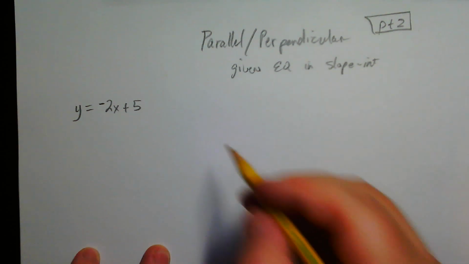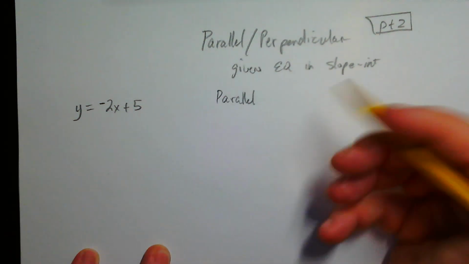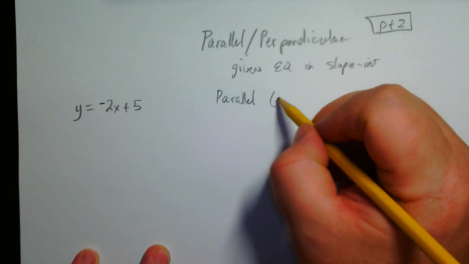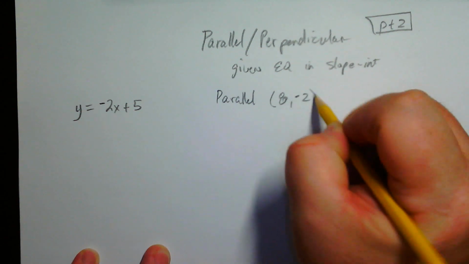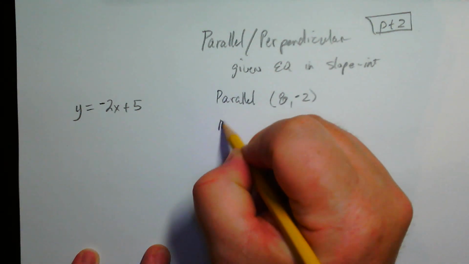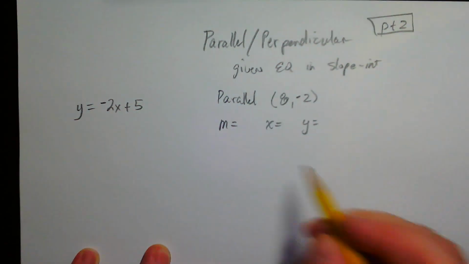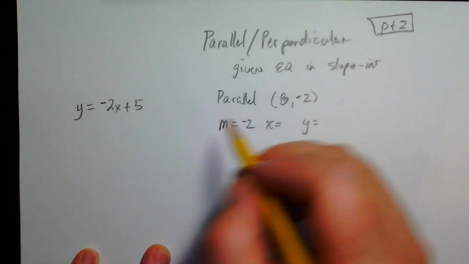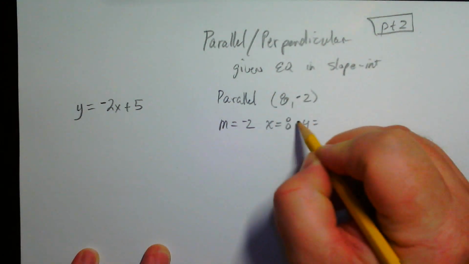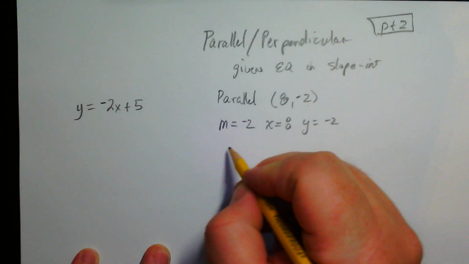All right. So now let's say we're going to do a line that's parallel to that, and let's say that our line needs to pass through the point 8, negative 2. Okay? So remember, start off with what you need. You need a slope and you need a point. I know the line is parallel, so the slope is the same, so it's negative 2. 8 for x and negative 2 for y, and I know that because it's going to tell you, right?